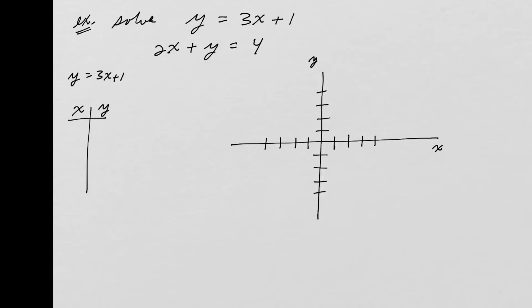I only need 2 points. Let me pick some easy x values. Let's say x is 0, then y would be what? y would be 1, right? And if x is 1, y would be 4. So I'll plot (0, 1) right there, and then (1, 4) will be right here. So this line looks like this.